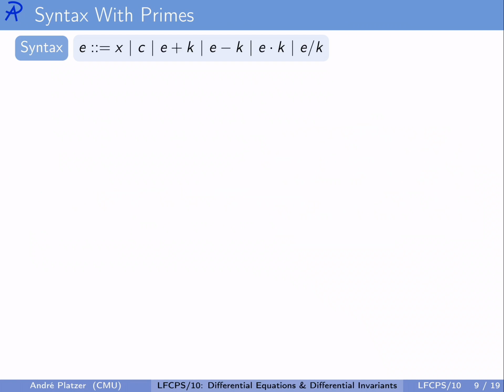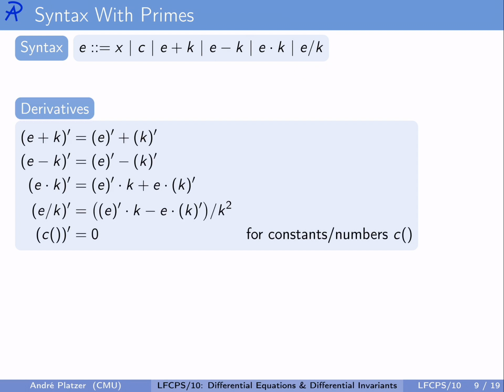Well, this was our syntax. A term can be a variable or a constant such as 77, or a sum of 2 terms, e plus k, or even a difference of 2 terms, even though we indirectly represented it, a multiplication of 2 terms, or maybe sometimes even division of 2 terms. But since that is our syntax, we should be able to say that we know how to form their derivatives. Well, what is the derivative of e plus k? I guess it should be the derivative of e plus the derivative of k.